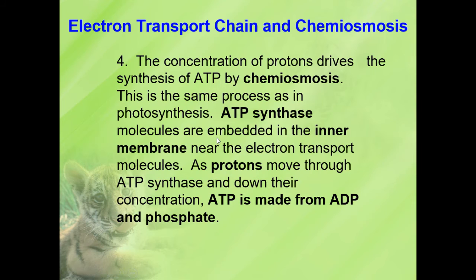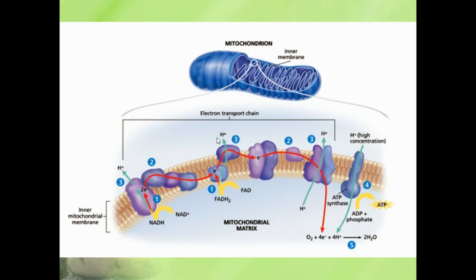Step 4, the concentration of protons drives the synthesis of ATP by chemiosmosis. This is the same process as in photosynthesis, just moving on down, and we're not hitting them with light this time. ATP synthase molecules are embedded in the inner membrane near the ETC molecules. As protons move through ATP synthase and down their concentration, ATP is made from ADP. So that is going to be over here.